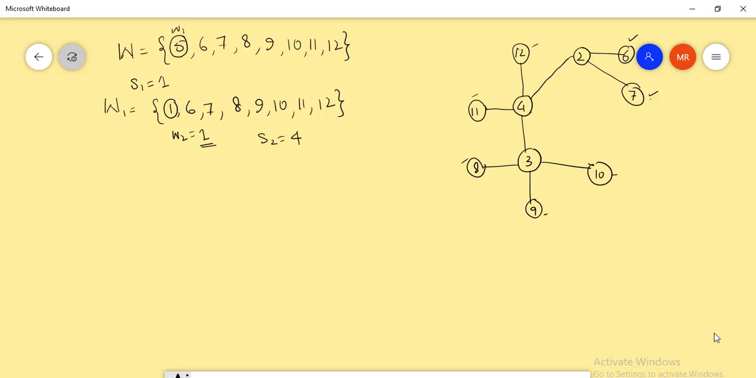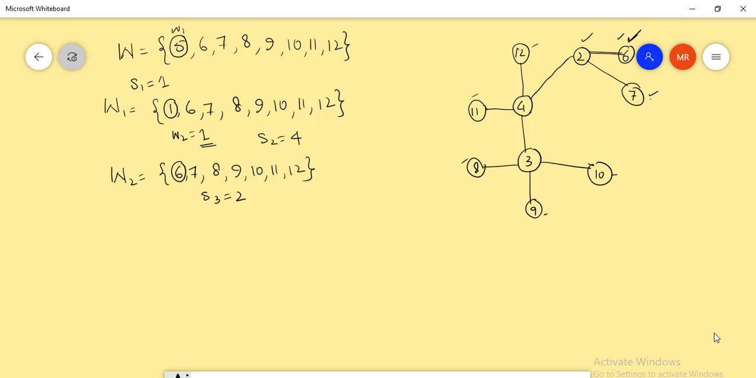And once again, we find the set W2 of terminal vertices. So the set W2 of terminal vertices is now 6, 7, 8, 9, 10, 11, and 12. And we mark this as W3, 6 is W3. We find the label of the unique vertex adjacent to vertex 6, and we call it S3. So S3 is 2. As we can see here, the label of the unique vertex which is adjacent to vertex 6 has label 2. So S3 is equal to 2.